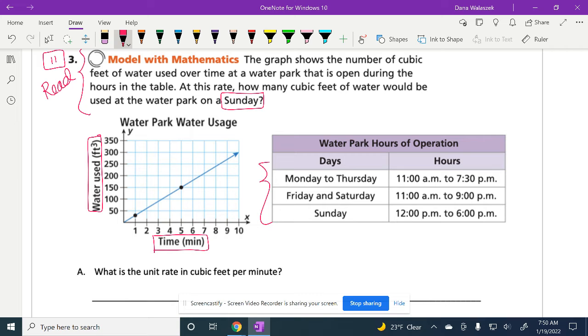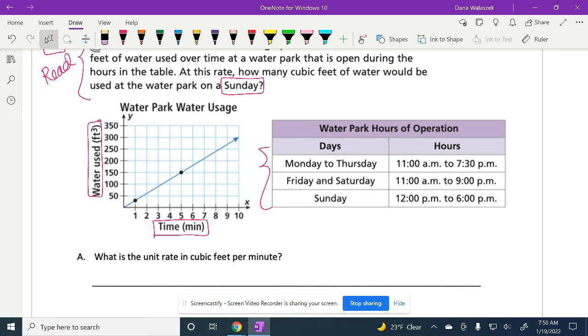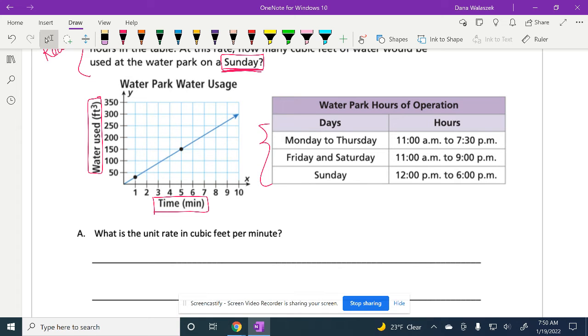So we're going to go through A, B, C, D, answering each part of the question, and that will help us answer how much they use total on a Sunday. So part A, what is the unit rate in cubic feet per minute? Pause the video and see if you can figure it out.